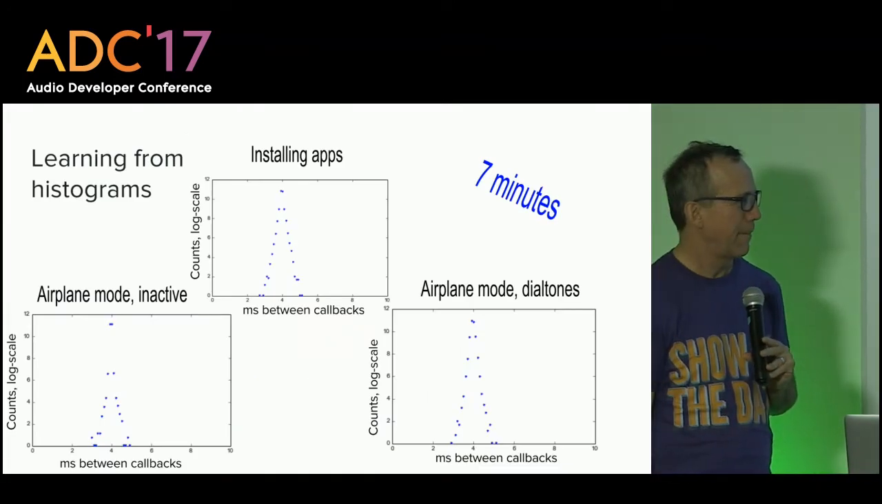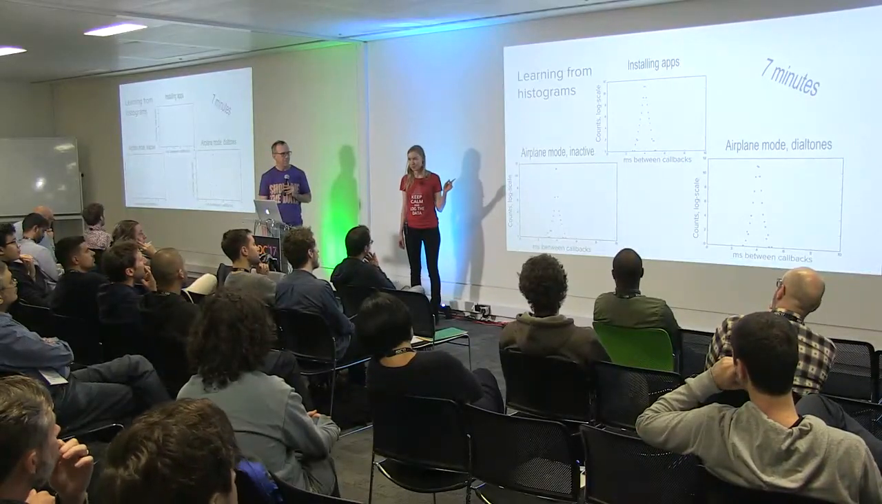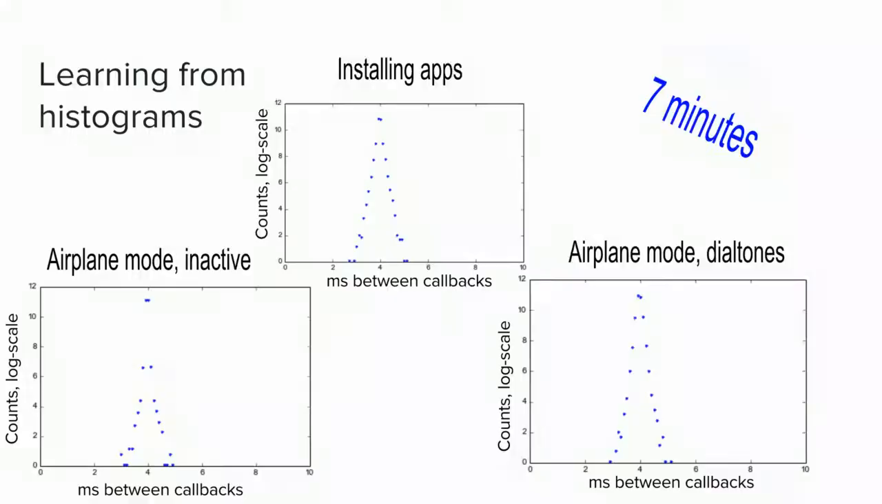So here's data from an actual experiment trying to compare performance in 3 different scenarios. In one case, the phone was just playing audio in airplane mode and otherwise inactive. In the second case, it was installing about 50 apps at the same time while playing audio. In the third case, dial tones were being pressed. And again, this is log scale data, so these values are pretty huge, 10 to the power of 12.